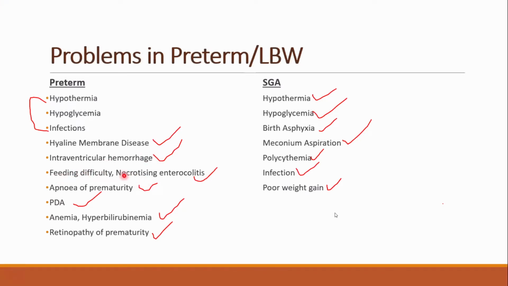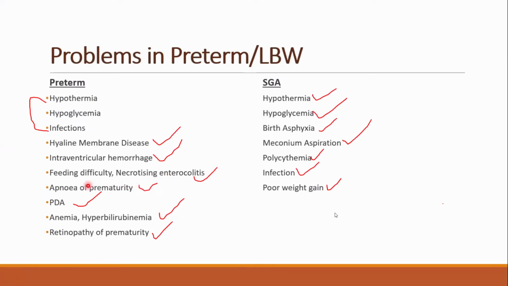Feeding difficulty, necrotizing enterocolitis: slow feeding. Just because the baby has been able to drink milk, we do not start with a full feed. We start with small feeds, 2 ml only twice a day, then we gradually increase 1 ml per day, and in the span of almost 1 to 2 weeks we go to the full feed. This is how we prevent necrotizing enterocolitis, by starting trophic feeds, slow and steady feeding. Do not give too much feed at once.